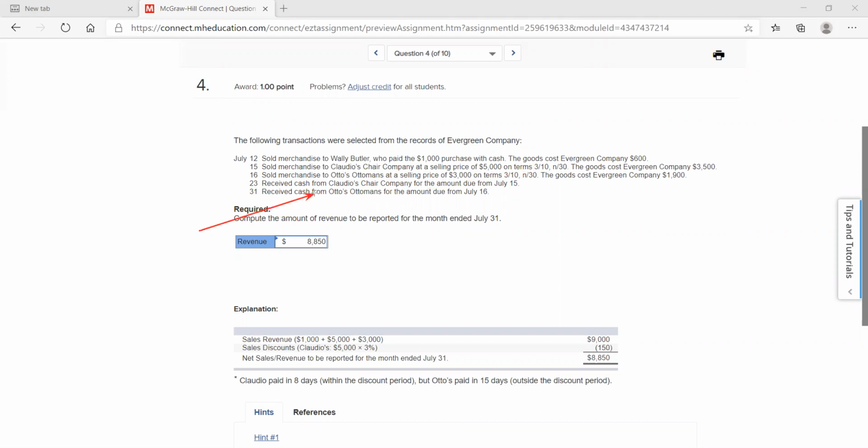You also have to see if there are any returns. So in this problem, you've got the total gross sales. There's 1,000, 5,000 plus 3,000 is 9. And Claudio, which would be in this case on the 15th, they pay by the 23rd, so that's within 10 days. So they get a discount of 3%. So we lose 150, but Otto didn't pay us till the 31st. So that 3,000 is going to be gross. They're not going to get any discount on that one. So the only discount is the 150. So the net revenue should be 88.50.